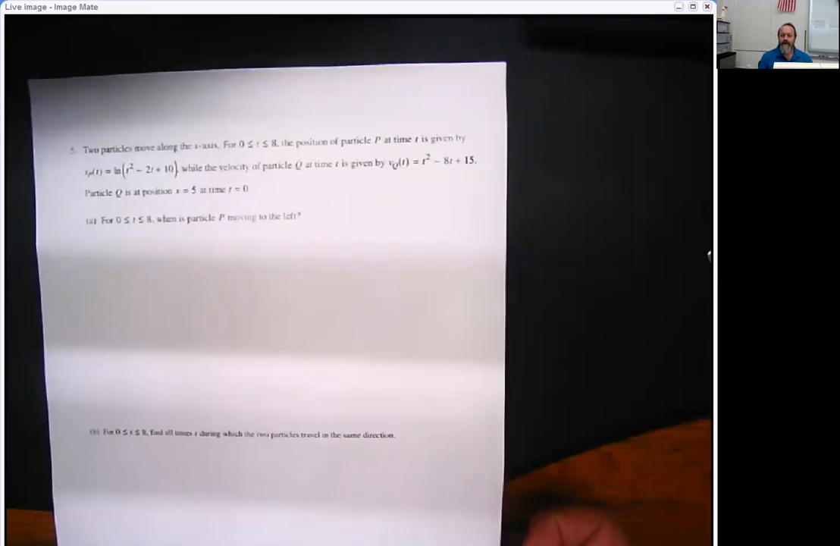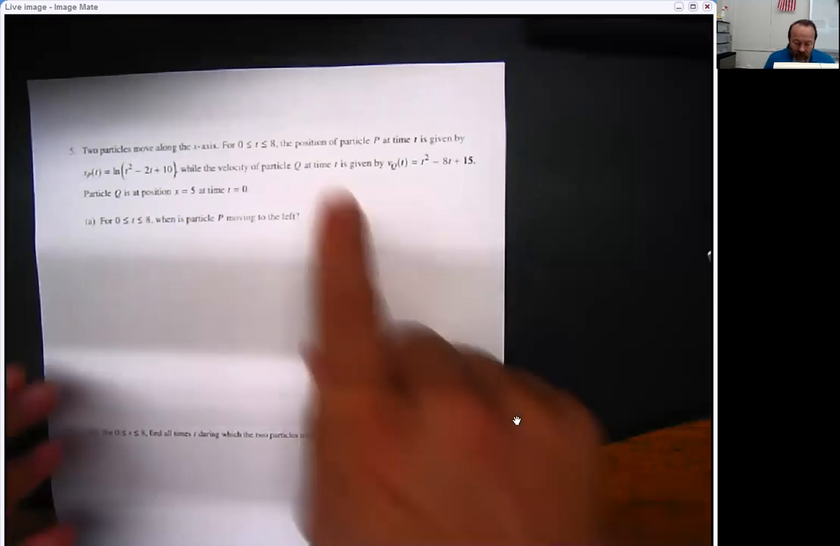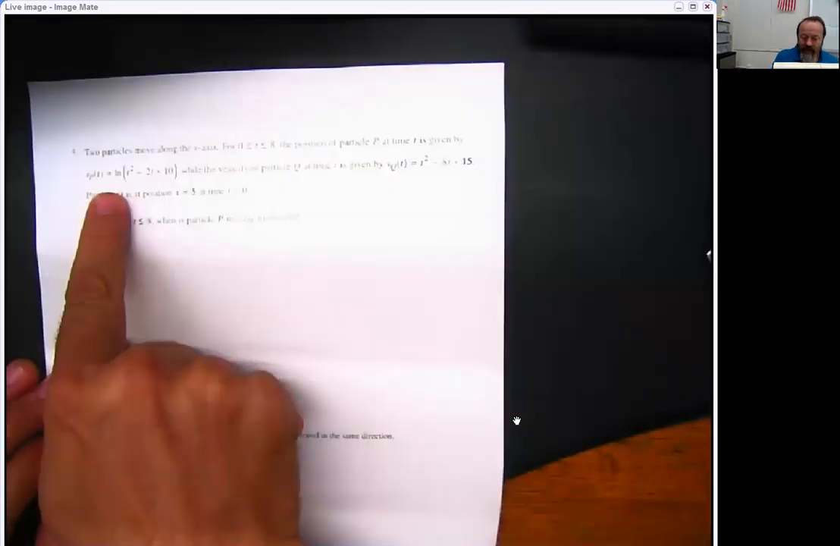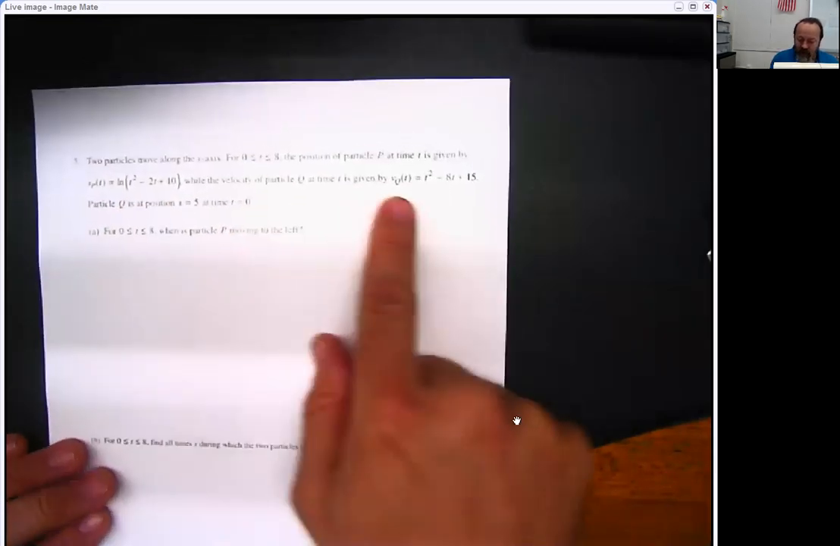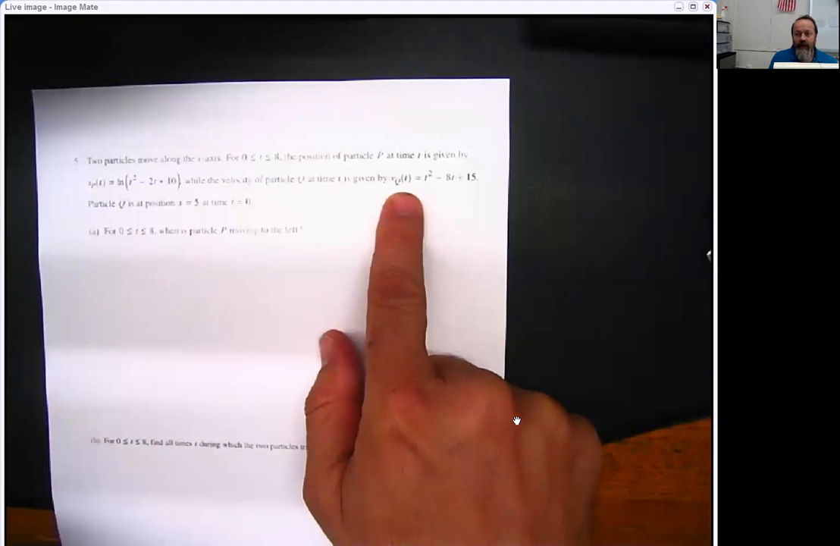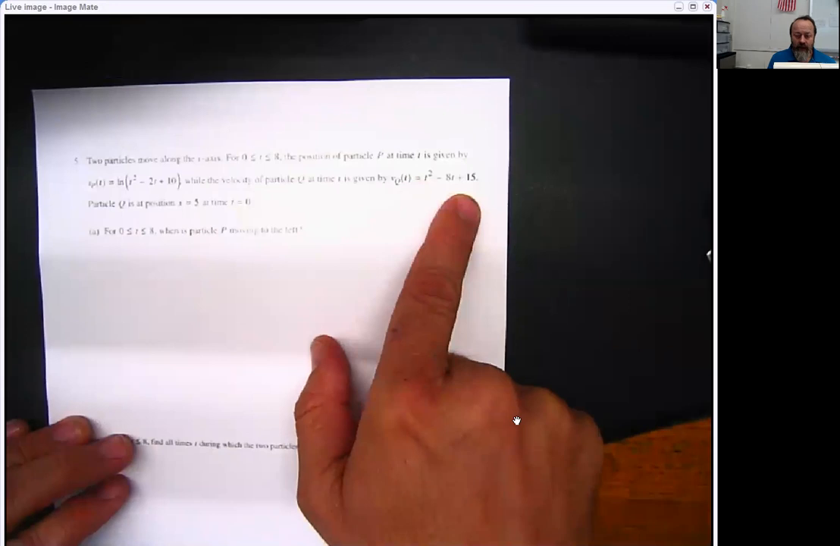What we've got is two separate particles that are moving along the x-axis from time t equals 0 to time t equals 8 seconds. And the position of the particle P is, oh no, it's a natural log. We don't necessarily always like those so much. While the velocity of the other one is given by, now notice this is a velocity, that's not a position function, that's a velocity function given by this one.